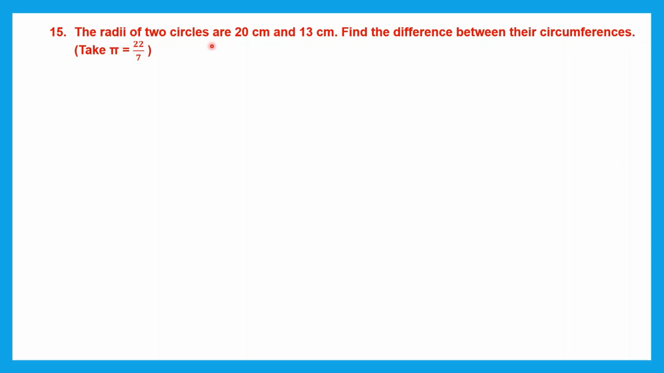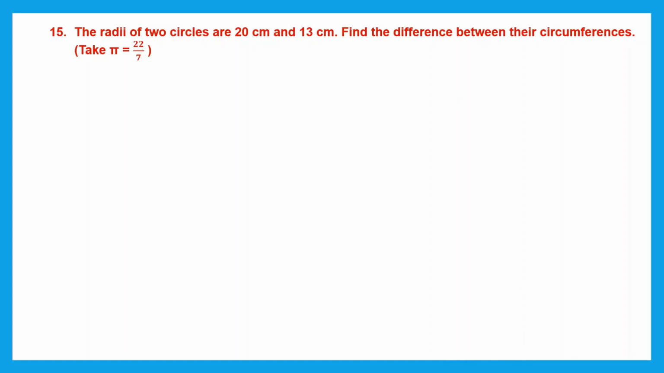Question 15. The radii stands for the plural of radius. The radii of two circles are 20 centimeters and 13 centimeters. Find the difference between their circumferences. That means we need to first find the circumference of the circle with radius 20 centimeters, then find the circumference of the circle with radius 13 centimeters, and find the difference between the circumferences by subtracting.